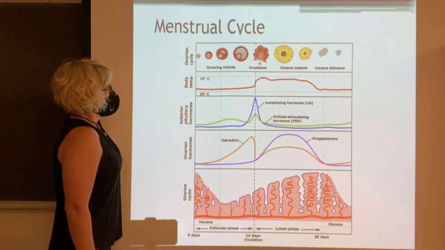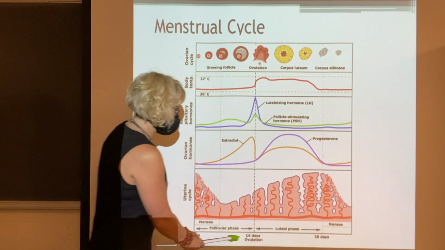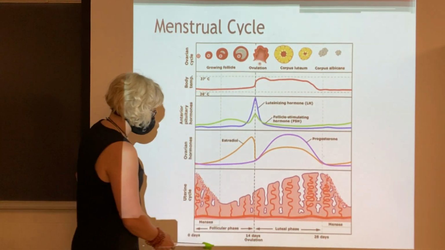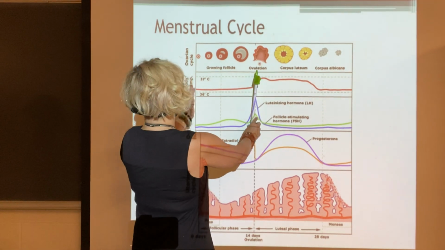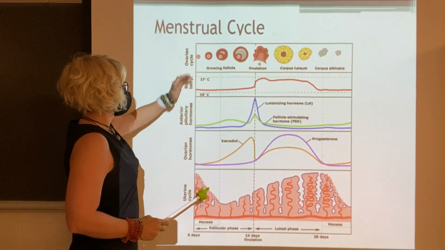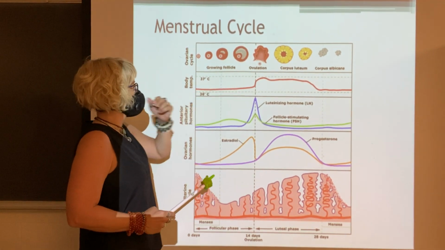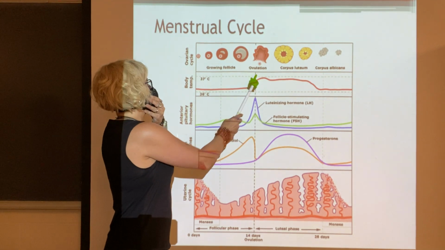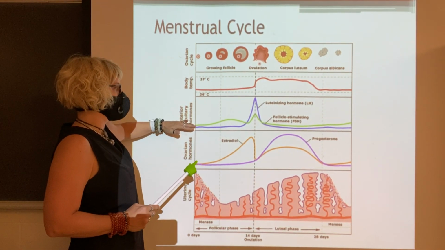So here's what happens. Day 1 to day 14. This is a graph. Let's go over what happens day 1 to day 14. The first thing that happens is there's a slow increase in body temperature, and there's a surge right before ovulation. That's neither here nor there. I want to talk about mainly the hormones.